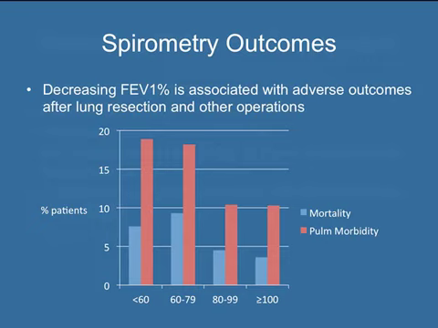As the FEV1% decreases, there is a corresponding increase in pulmonary morbidity and operative mortality. The relationships are not linear, as one would normally expect, likely because of biases in selecting patients for surgery.